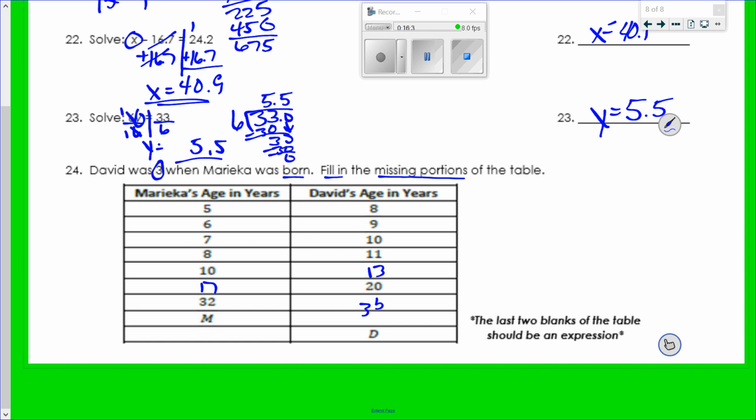What is that relationship between the charts? M plus 3. So if I have the M, I'm adding 3. If I have the D, I'm subtracting 3. Please note this. This was like one of the biggest things students didn't do last year on this test. Even though it's on here, the directions are clear, right?